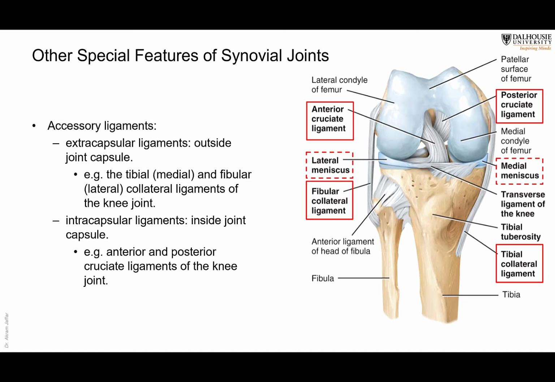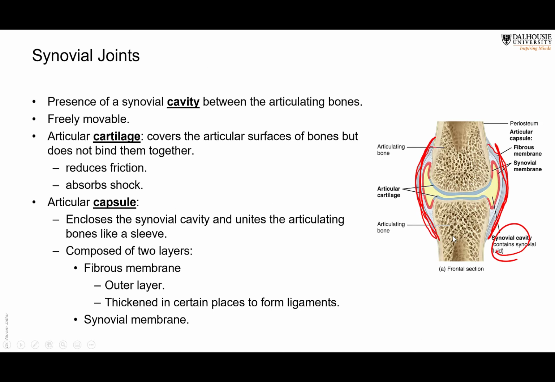The other features of the synovial joints is that they have ligaments, accessory ligaments. These ligaments could be extracapsular, outside the capsule, and they are thickenings of the capsule. Remember, as I said, here the capsule can be thickened, so it forms a ligament.